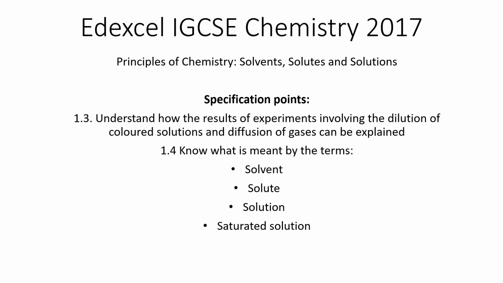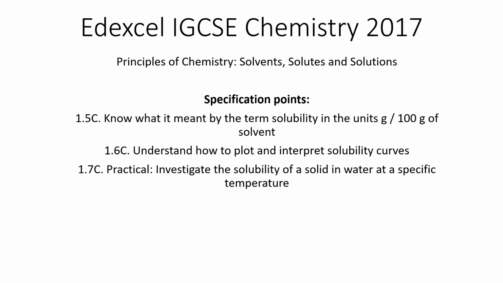Today we're working through specification points 1.3 to 1.7 of the Edexcel IGCSE Chemistry 2017 specification. For specification points 1.5 to 1.7, you'll notice that there's a big C next to each one. This indicates that it's part of the triple science specification, which means if you are only doing double science, you don't need to do these.